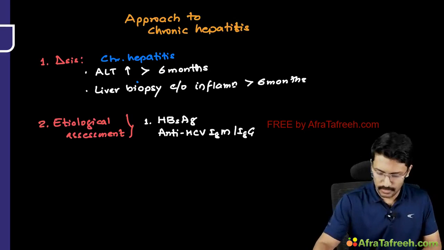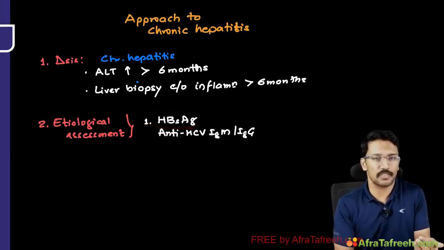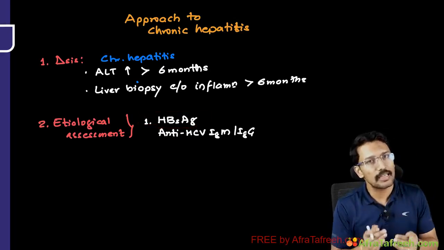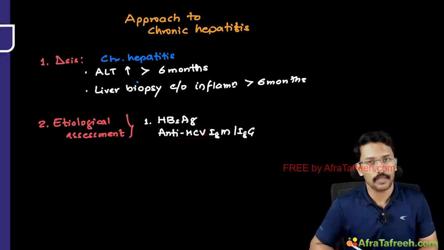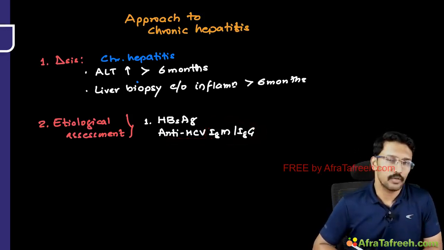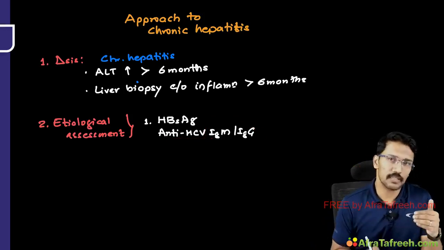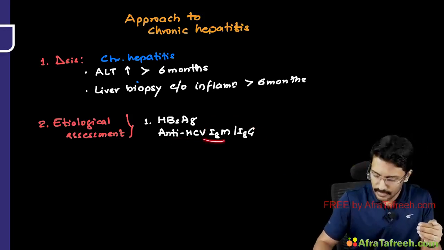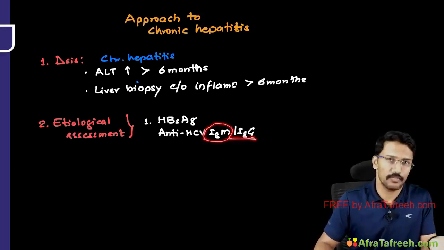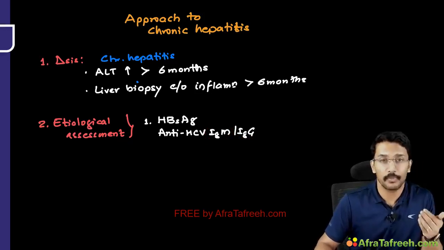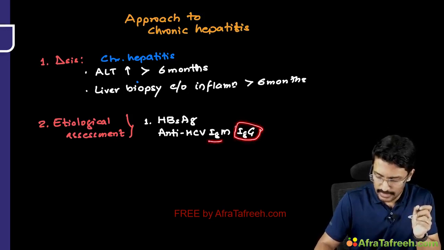Why do I need HBsAg? HBsAg is a pointer towards hepatitis B infection. When HBsAg is positive, patient has got hepatitis B infection. Okay, then why do I need anti-HCV, IgM and IgG? Right, now this will help me to understand whether the patient has got an acute hepatitis or chronic hepatitis. So if it is acute hepatitis, anti-HCV, IgM will be positive. It might or might not have IgG positive depending on when we are testing it. But when it is chronic hepatitis, IgG will be positive and IgM will be negative.